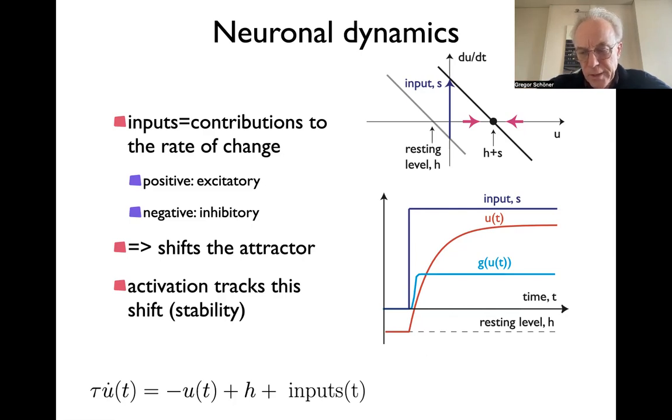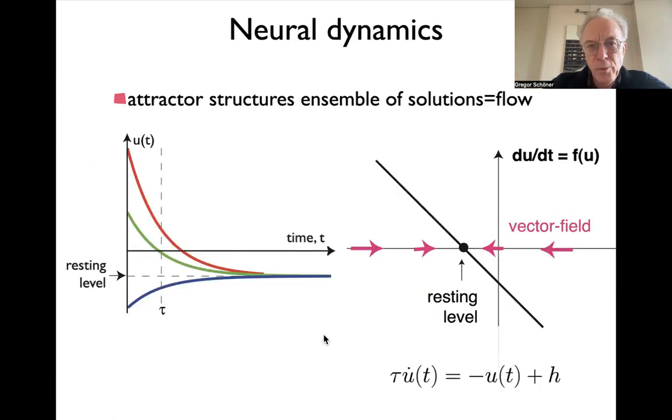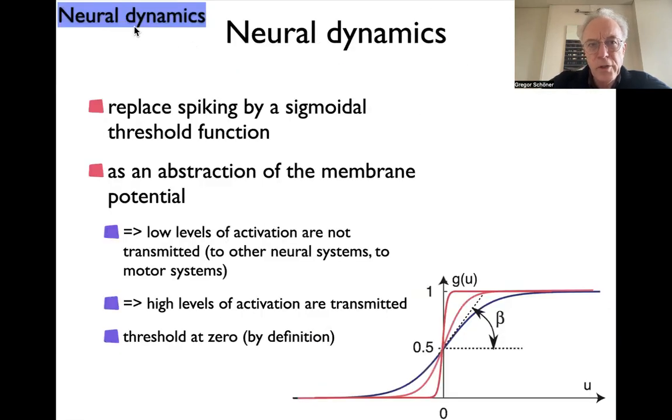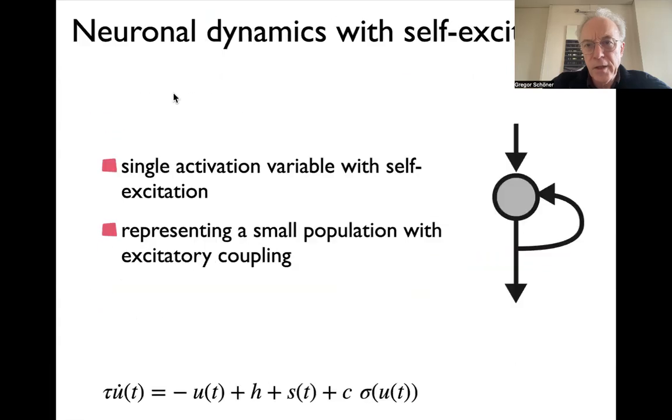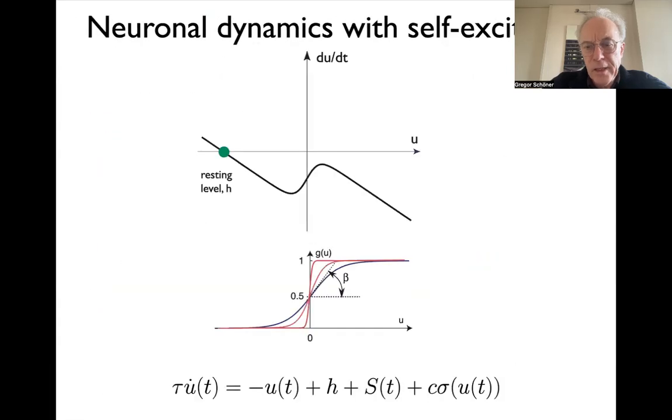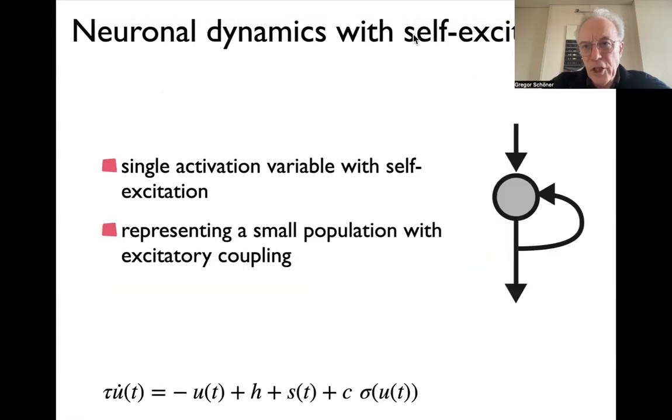So very basic ideas. This neurodynamics chapter was a large chapter, right? I'm talking about this here. This was a chapter that involved all of this, and then it also involved self-excitation, the simplest form of recurrency.